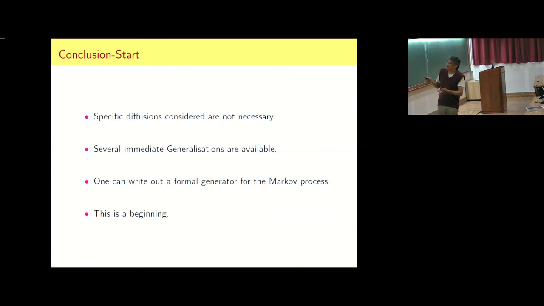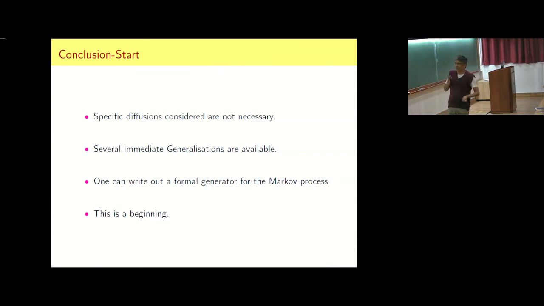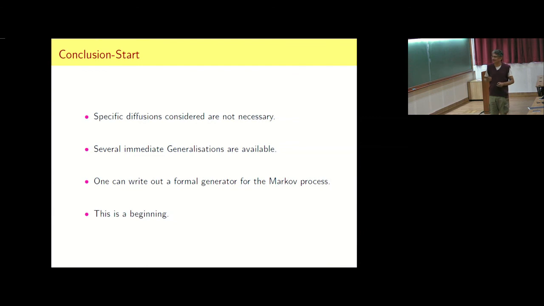And there are several immediate lines of inquiry available. We have written it out. You can write a formal generator for this Markov process. Interesting ones you'll get for specific models. It's just a beginning. One needs to see how to get back the discrete properties from the limiting dynamics. I think there's lots to be done.